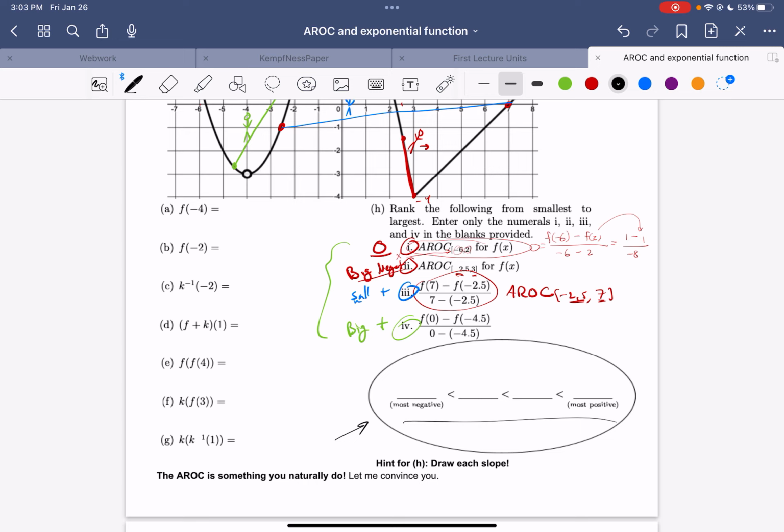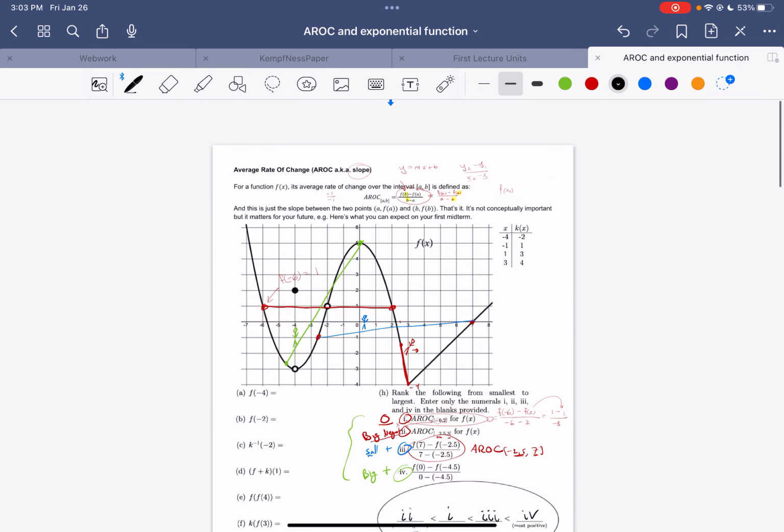Well, gosh, I guess the most negative is number 2, because that actually was negative. And then you could hit 0, which is number 1. Then you could be a small positive, which is number 3. And then you could be a big positive, which is number 4. So that's how we'd answer that. Okay, so that's the average rate of change.